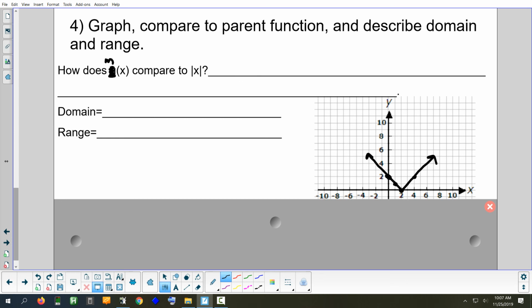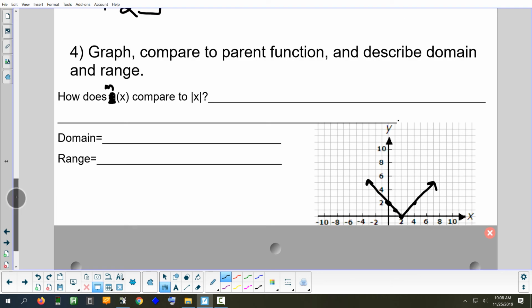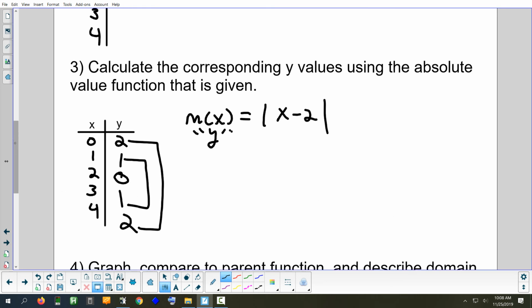Now, if you remember, the vertex, that little point on the V, was normally at the origin. If you remember that, you can almost just look at that and tell which way it moved. Anyone think they can tell me which way it moved and how many it moved? Yeah? To the right, 2 points. Exactly. That's exactly how it compares. All you have to do is say, move right 2 units. Now, let's say you didn't have the picture and you couldn't tell. Look at what's in the parentheses. A minus 2. Let's go back and look at our chart.